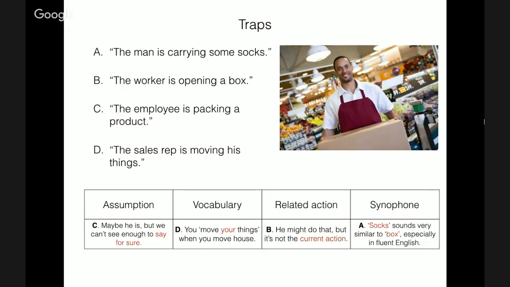The related action is B. So the worker is opening a box. He might do that. You know, he's got it in his hands. That could be the next thing he's going to do. It's something you normally do with a closed box, but that's not currently what he's doing. So that's clearly not the answer.